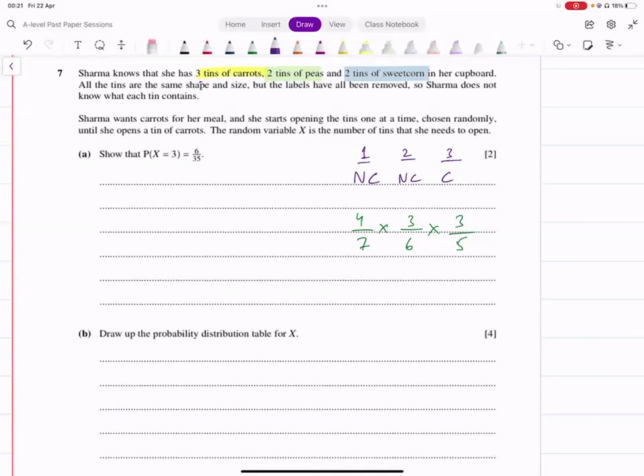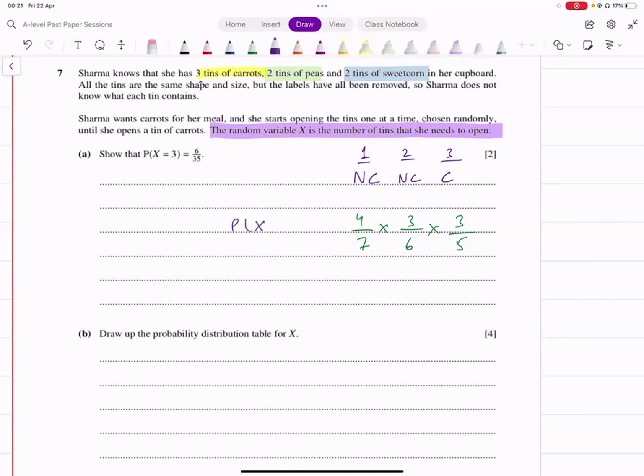So this is x. X, remember, यहाँ पे क्या represent कर रहा है? Let me just highlight that. X is representing the number of tens that she needs to open. So अगर 3 tens open करने के बाद उसको कैरेट मिलती है, उसका क्या है कि फर्स्ट 2 में कैरेट नहीं मिली, थर्ड में कैरेट मिली. So probability of x equals 3 आपके पास क्या होगी?